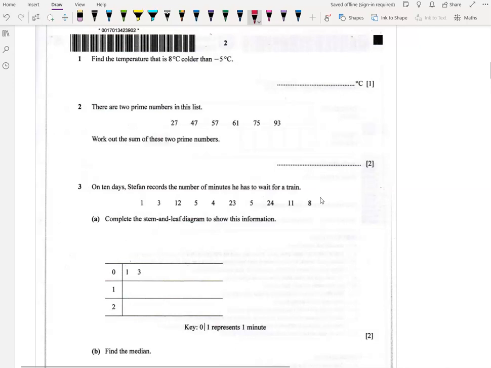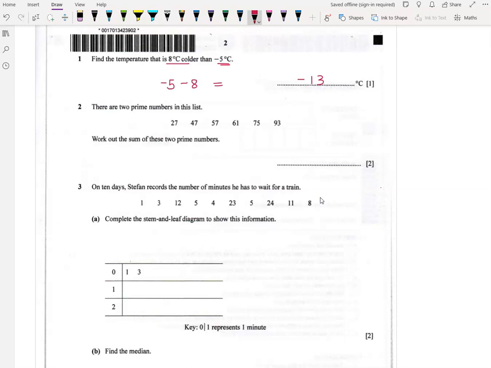Question number 1. Find the temperature that is 8 degrees colder than minus 5 degrees Celsius. So the current temperature is minus 5. You need to find the temperature which is 8 degrees colder. It means 8 less than this. So to find 8 less, you just subtract 8. You will get the temperature which is minus 13 degrees Celsius.